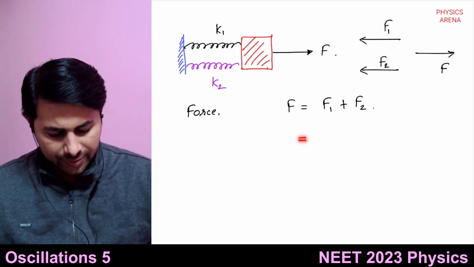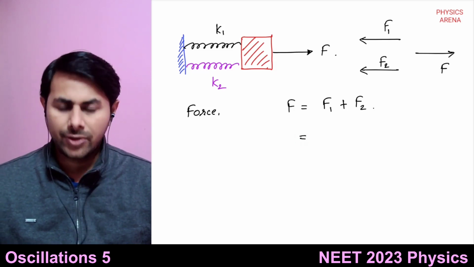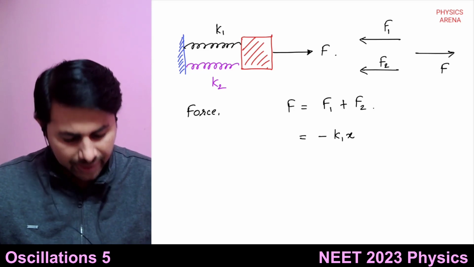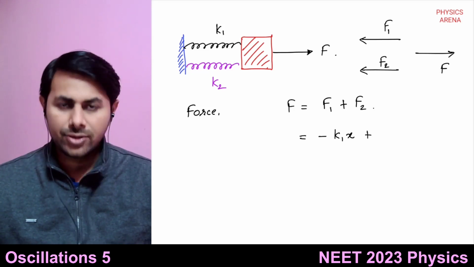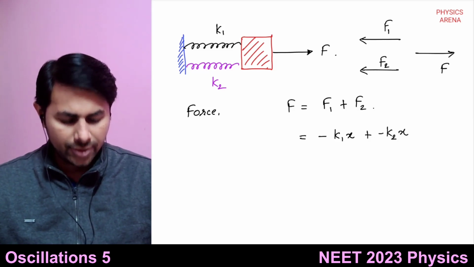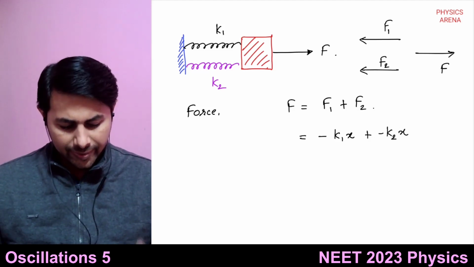So this can be written as the restoring force in the first one. It can be written as minus K1 multiplied by X, plus the restoring force in the second one can be written as minus K2 into X. X is the common displacement of both springs, right?